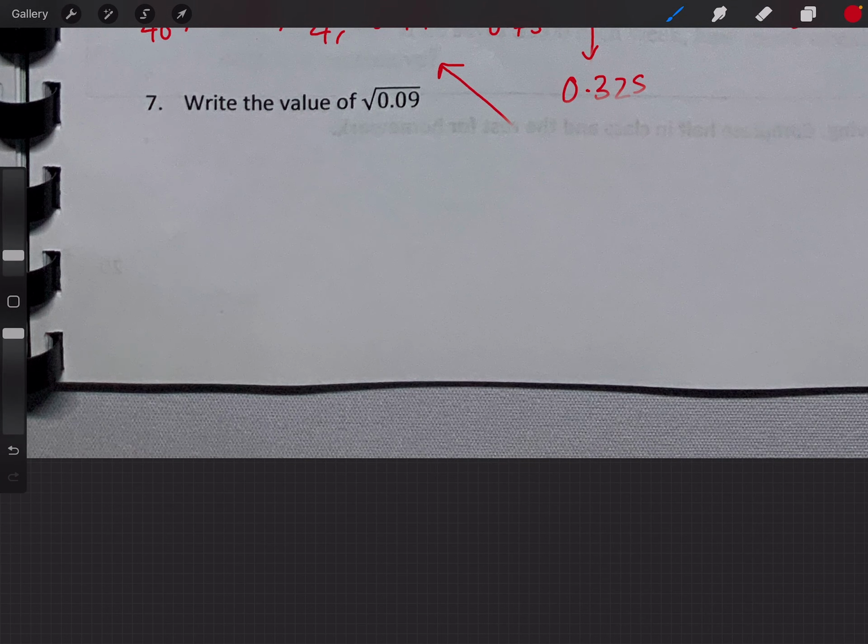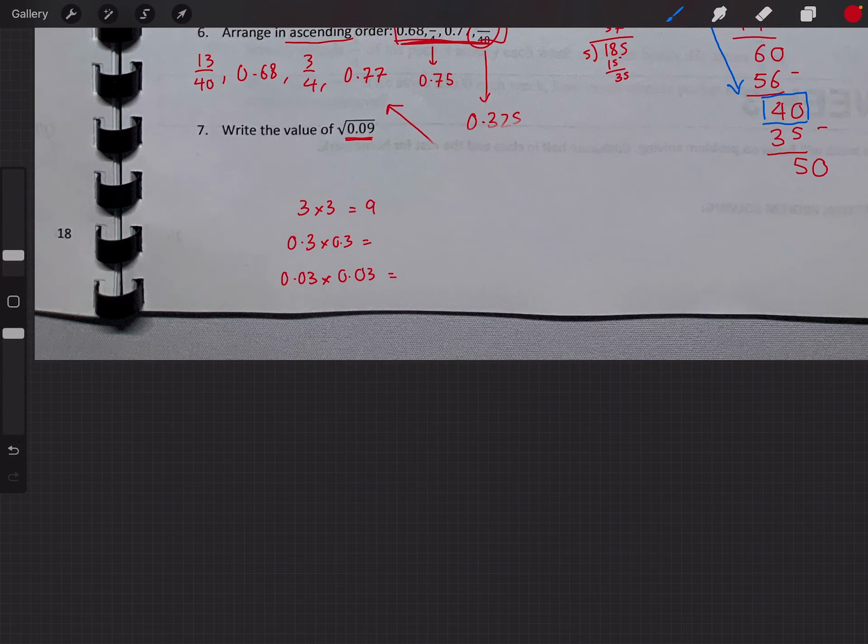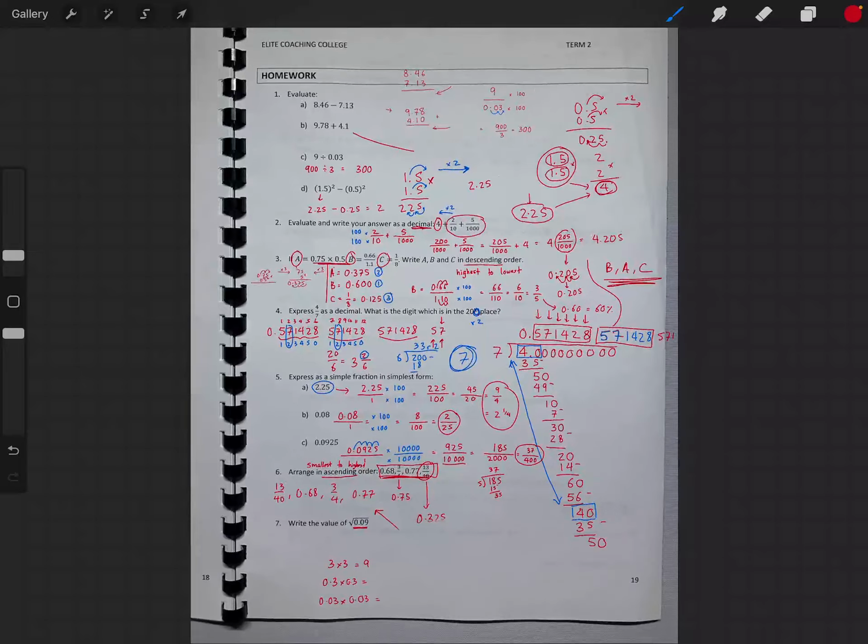Alright, next one. It says write the value of the square root of 0.09. So you've got to think of two numbers that multiply to 0.09. We know that 3 times 3 is equal to 9. So it can't be 3. It's got decimals, so let's try 0.3 times 0.3. If that doesn't work, try 0.03 times 0.03. See which one gives you that answer. Work it out and tell me which one is the answer. It's got to be one of those. Okay, next page.